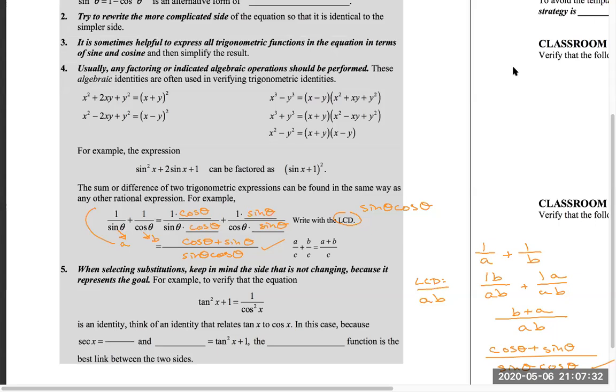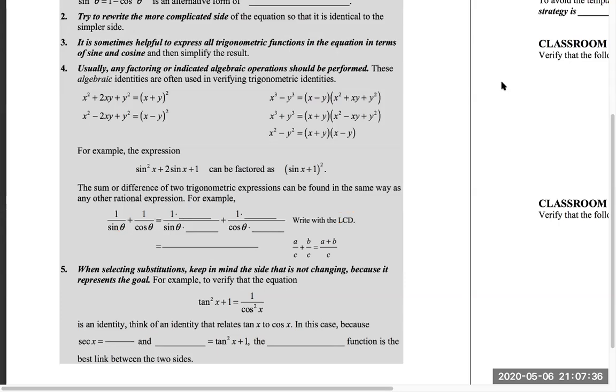Okay, and the last bit here, when selecting substitutions, oh, actually, sorry, there's one more bullet point after this. So when selecting substitutions, keep in mind the side that is not changing because it represents the goal. Let me just fill this one in first, and I'll show you two ways to verify this as our intro.